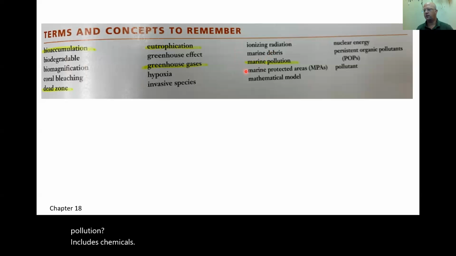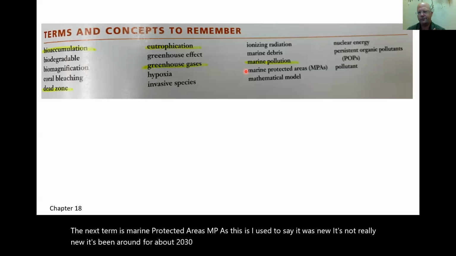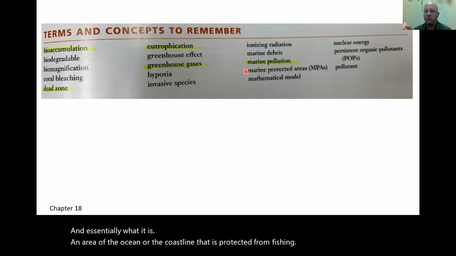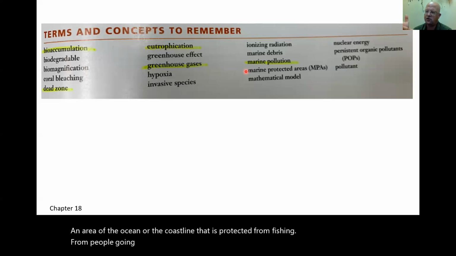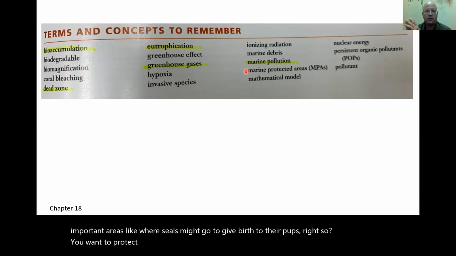The next term is marine protected areas, MPAs. I used to say it was new. It's not really new. It's been around for about 20, 30 years. Essentially, it's an area of the ocean or the coastline that is protected from fishing, from people going there. Generally, it's just fishing, right? Marine protected areas are important areas, like where seals might go to give birth to their pups, right? So you want to protect that, and it's in the ocean. So that's a marine protected area.